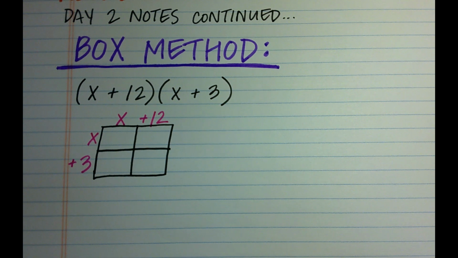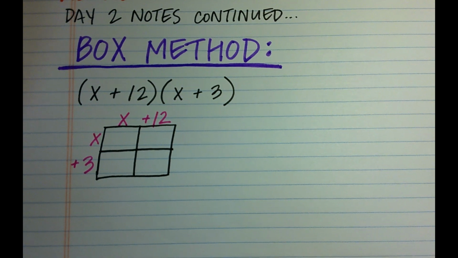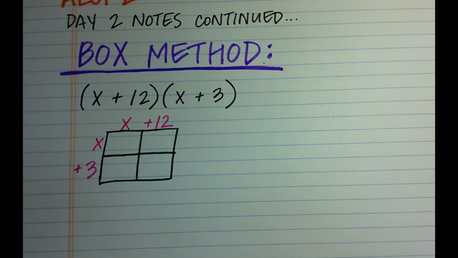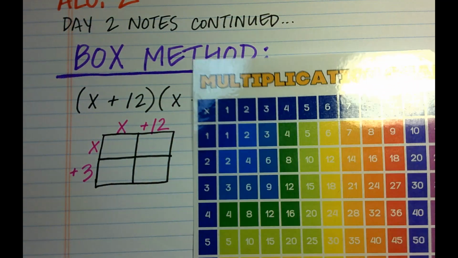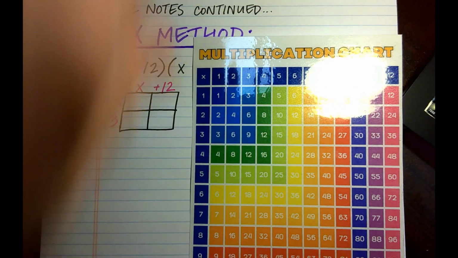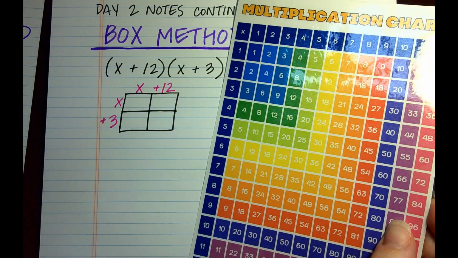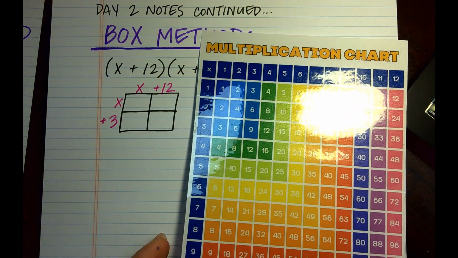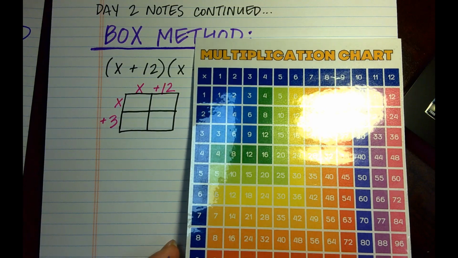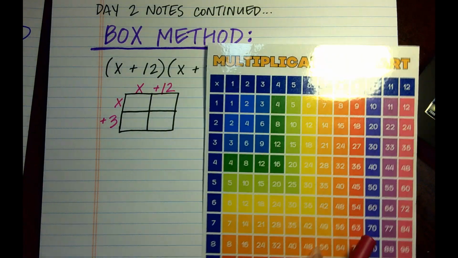So once you have that all written out, the box method works just like a multiplication chart. If you don't know what a multiplication chart is, I believe that there are some at each of your tables. It looks something like this. These are a great tool. I use them myself sometimes. Many students use them. Keep them out on your desk. You're welcome to use them at any time.